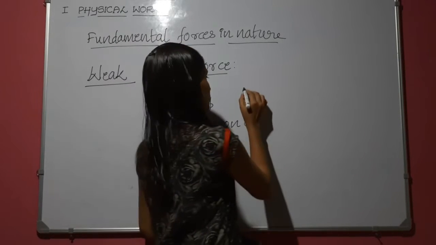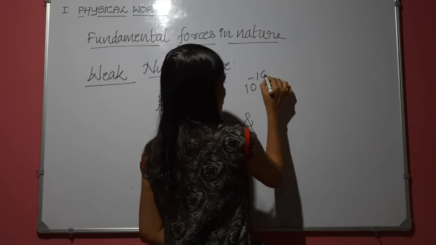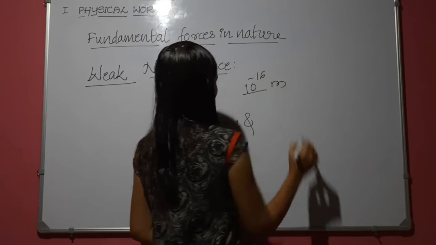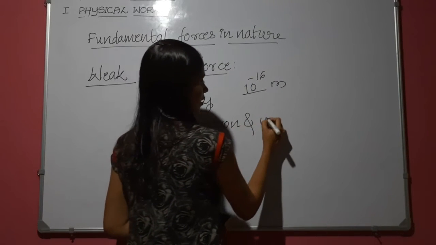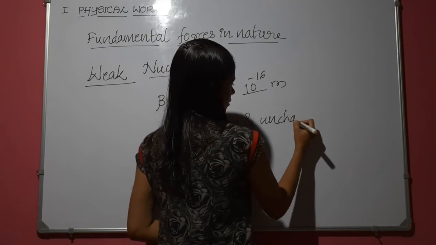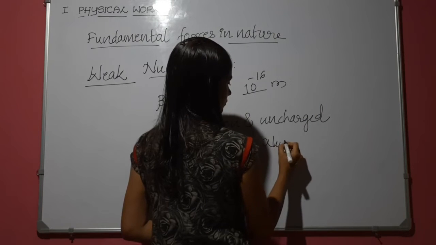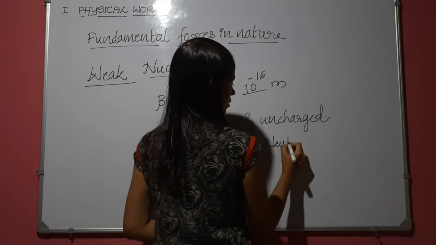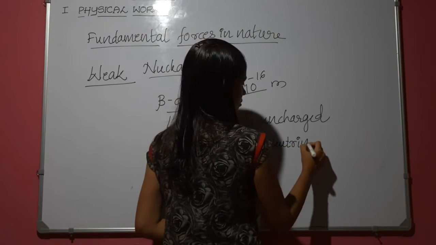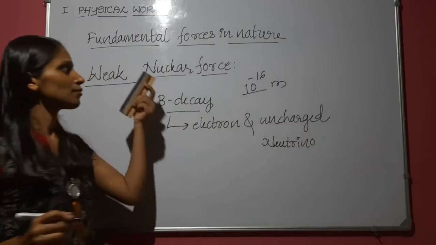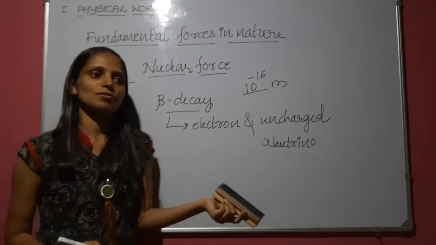This is also a small range. It's about 10 raised to minus 16 meter. Electron and uncharged neutrino. So these are the 4 fundamental forces.